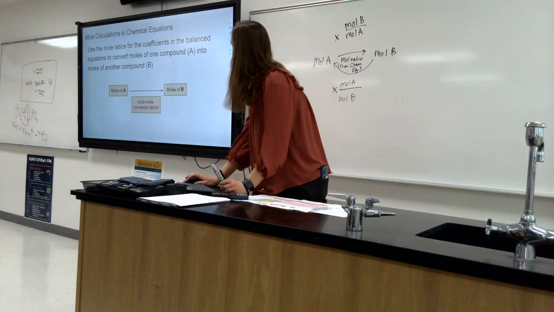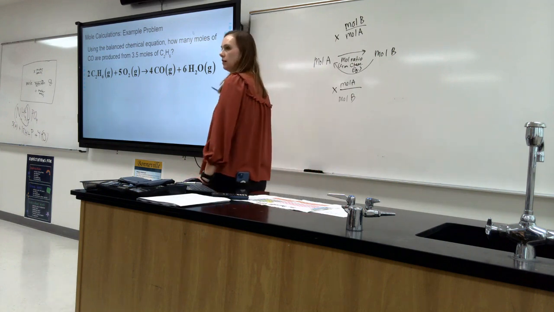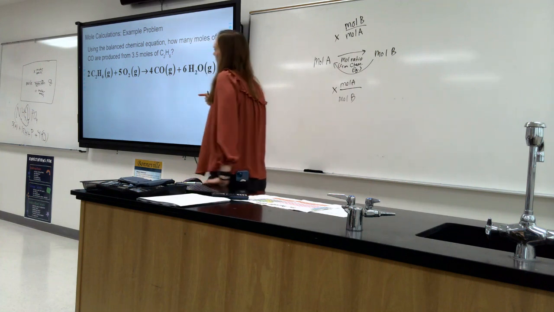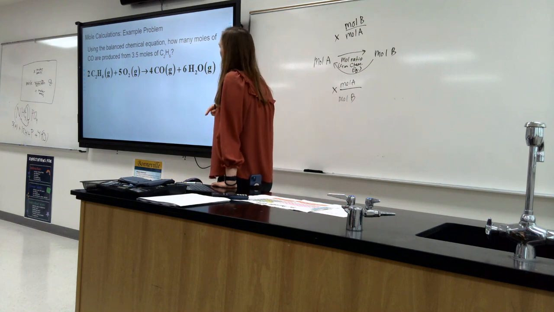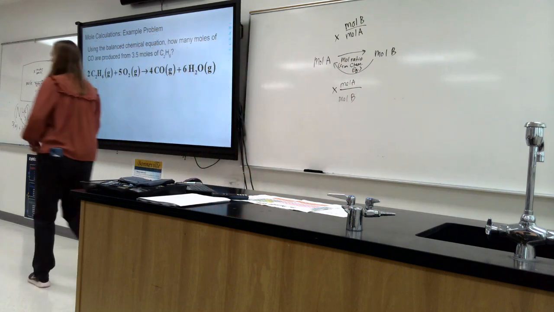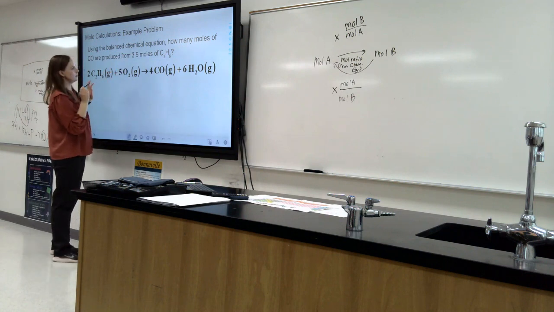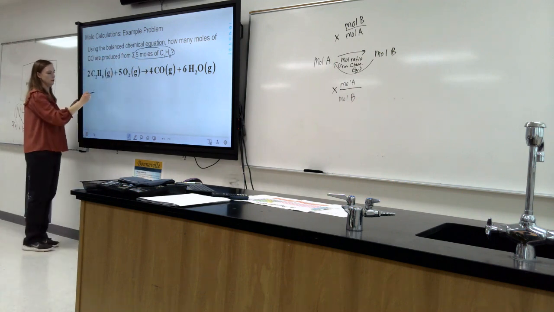Okay, so let's go ahead and just do an example together. I have a few examples, and we'll see if we need to do a lot of examples, or we can jump to our homework. This says, using the balanced chemical equation, that means it's already balanced. How many moles of CO are produced from 3.5 moles of C2H6? The first thing that you're going to do is write down what you start with. This is called our given value. So we start with 3.5 moles.